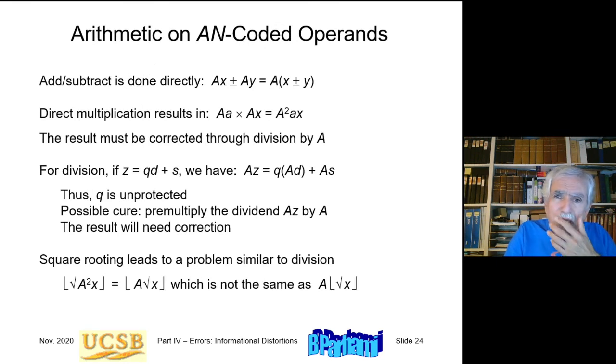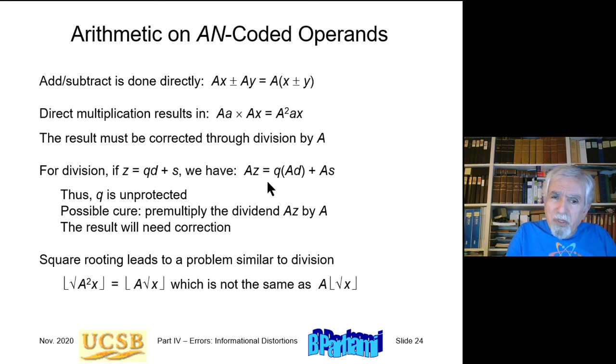Okay, here are arithmetic operations. Addition is trivial. If you have x coded as ax and y coded as ay, you simply add them directly and you get the coded version of x plus or minus y. So you don't need to decode, then add, and then encode. For multiplication, if you multiply the coded version of a by the coded version of x, you get a squared x, but you want a times x. So you have to divide by a, but dividing by a can be simple, as explained previously.